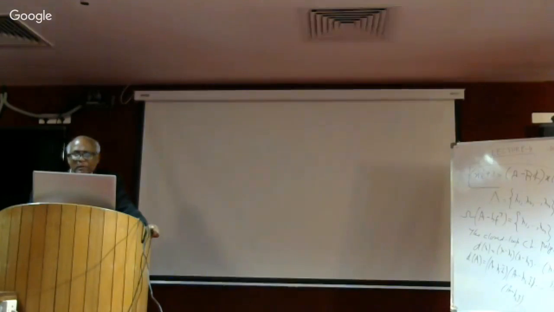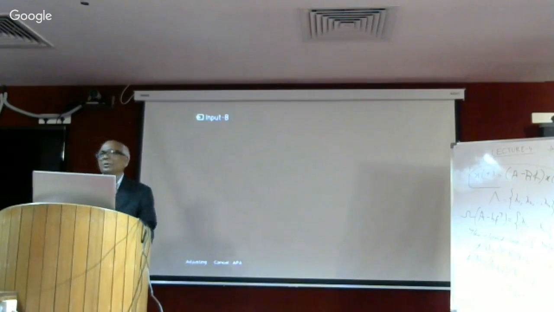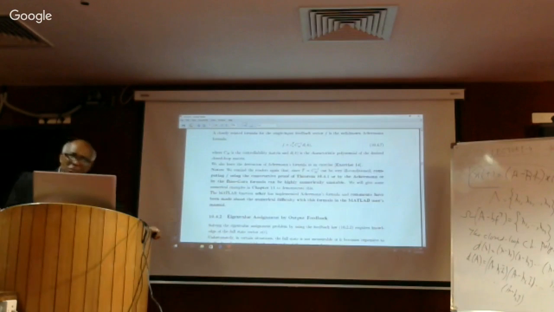Because this formula is so popular in the control community, when we try to tell people that it is computationally disastrous, people do not believe us. So we asked MATLAB, why don't you implement this? MATLAB didn't want to implement it because the computation is disastrous. But on the insistence of the control engineers, MATLAB had to implement it. So MATLAB has a command to implement the Ackermann formula.